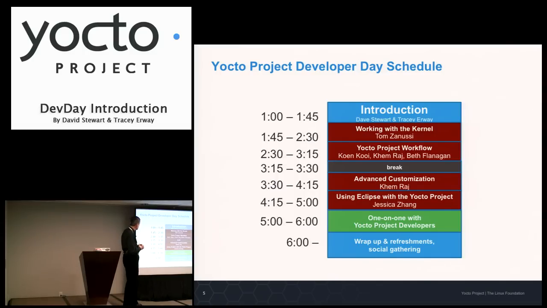Then 5 to 6 is this green zone, the one-to-one, and we're going to set this thing up. I don't know exactly who's going to do it, but I understand there are going to be different tables designated for the different topics. And then at 6, wrap-up, refreshments, social gathering, et cetera.